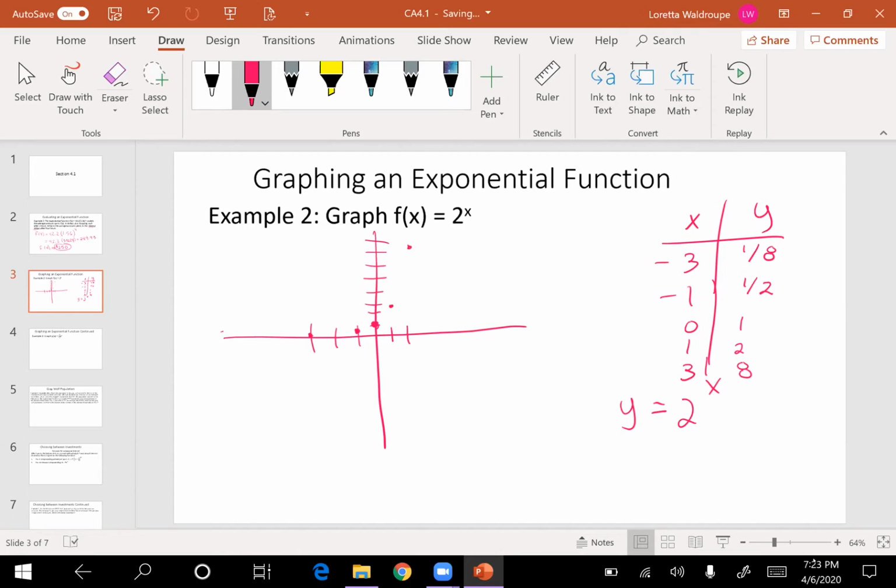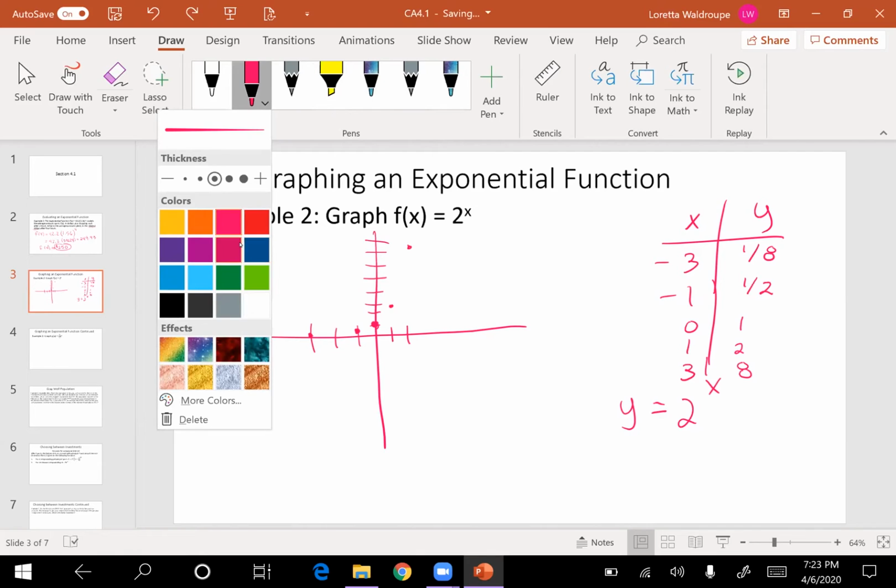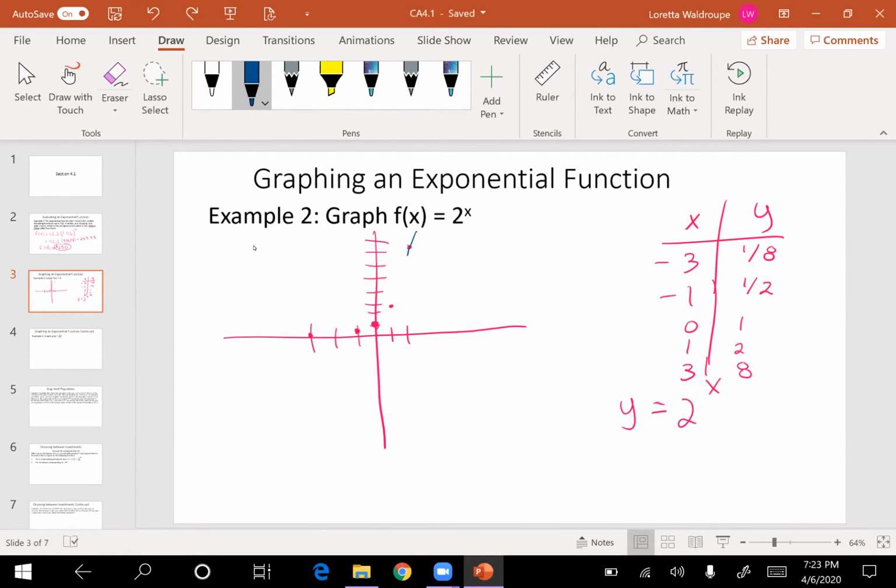So anytime you graph an exponential function, it's going to approach the y-axis. For the most part, it's not going to touch it unless you have something added or subtracted to move it up or down.